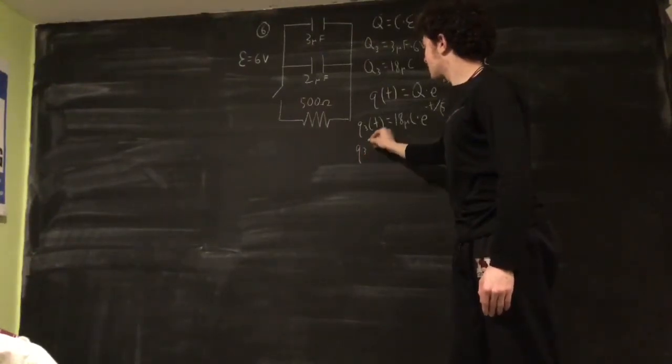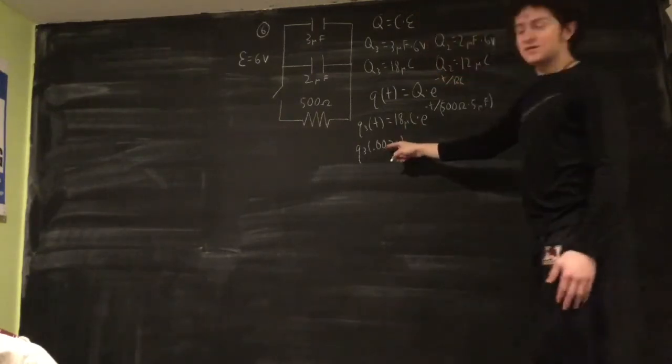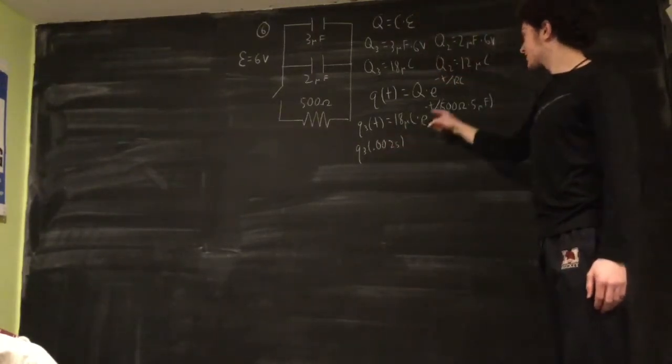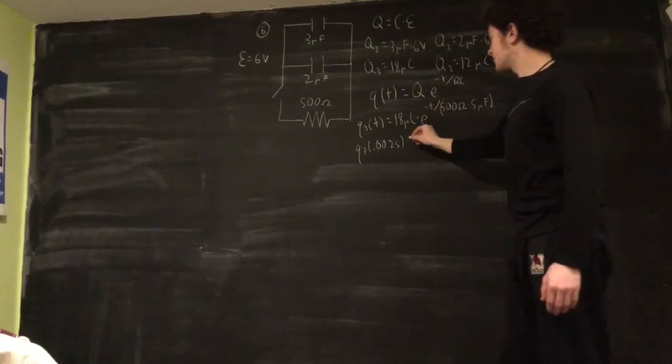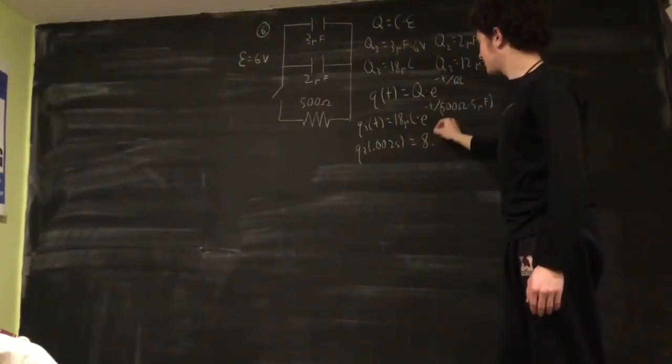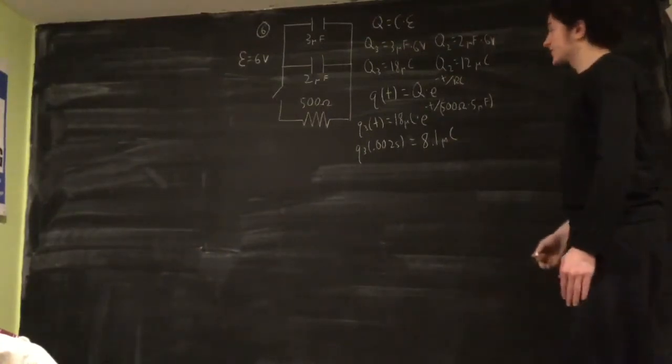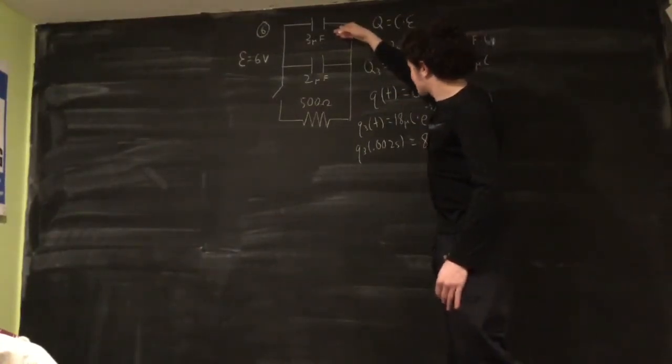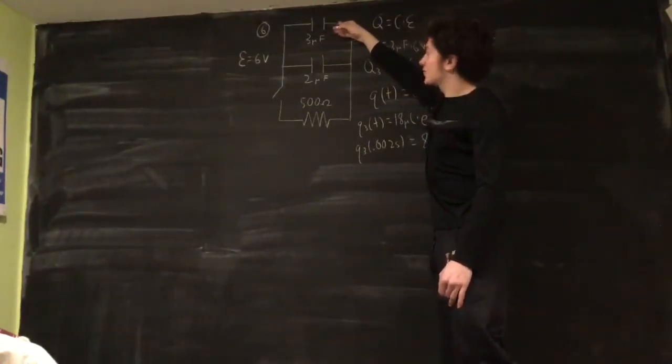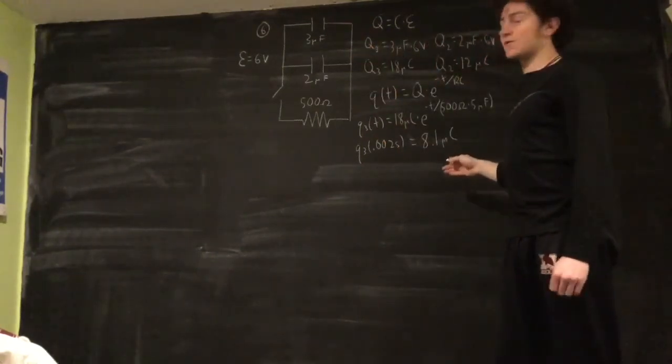So to solve for 2 milliseconds, which is 0.002 seconds, we take 0.002 seconds, put it into T, solve, we get a value of 8.1 microcoulombs. So after 2 milliseconds, the charge on this capacitor goes from 18 microcoulombs to 8.1 microcoulombs.